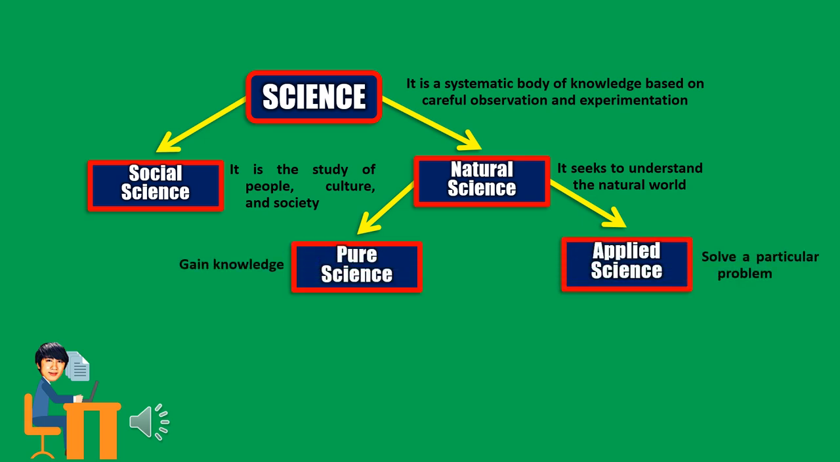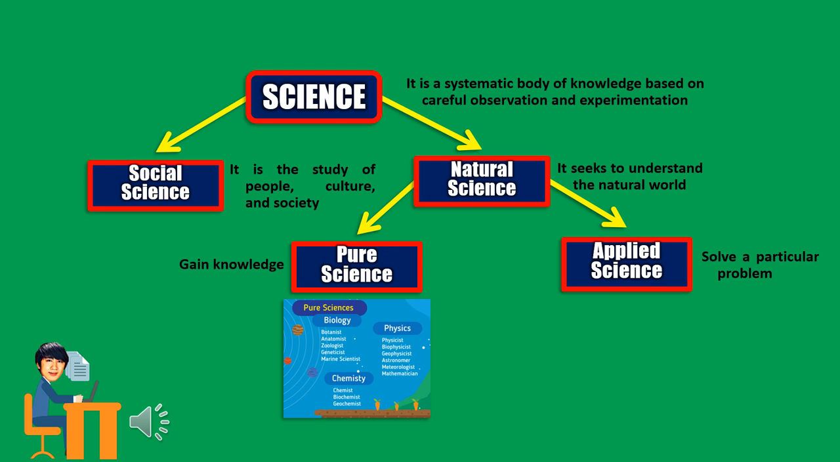When we talk about pure science, it pertains to pursuing knowledge only. You study biology, chemistry, physics, and earth science for knowledge only. That's it. You study the blood circulation for you to be able to know the process of oxygenation. That's it. For knowledge only.